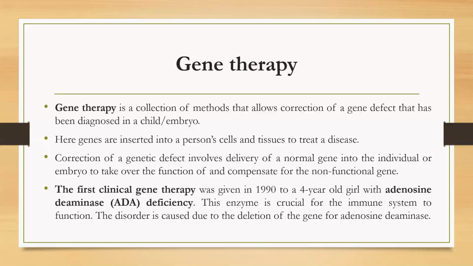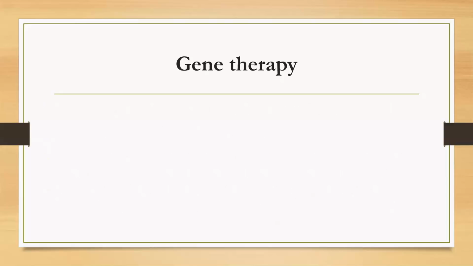The symptoms are exactly similar to AIDS, but the difference is AIDS is due to HIV infection, but this is due to a genetic disorder, a genetic defect in the gene. So this enzyme is crucial for the immune system to function. The disorder is caused due to the deletion of the gene for adenosine deaminase. So here the gene is absent or the gene is malfunctioning. How to cure this gene disorder then?